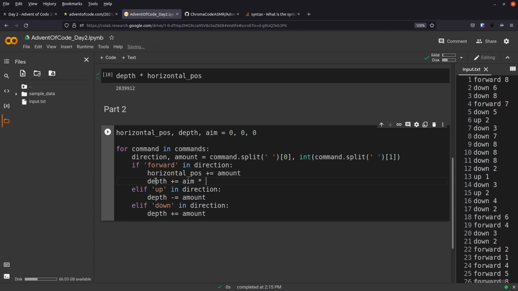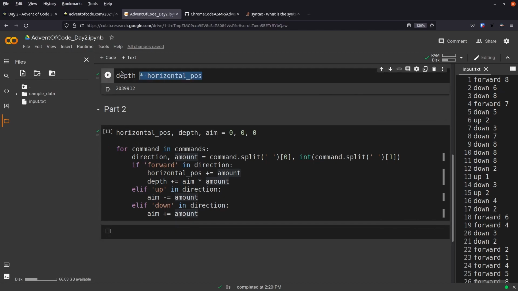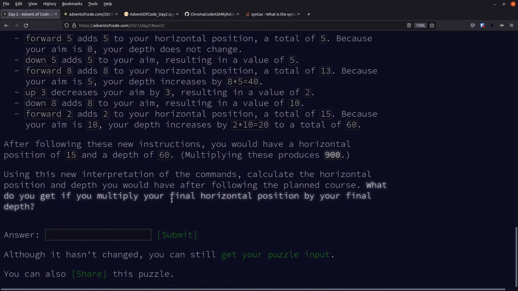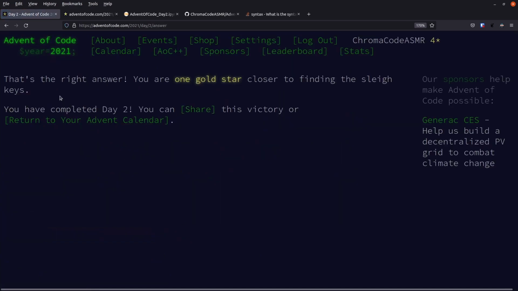And now up and down change the aim and not the depth. Alright, let's run this again. And let's get again the depth and the horizontal position, which now is a very big number that I will not try to say, but we copy it and input it into this, and that's the right answer. You are one gold star closer to finding the sleigh, and you have completed day two.